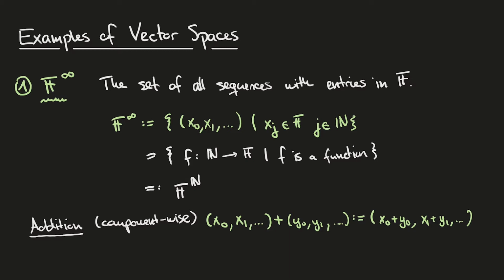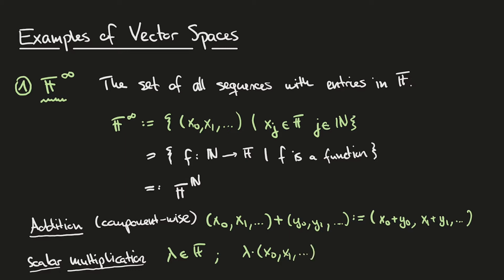Finally, we need to define a scalar multiplication. This should again be familiar. Given some lambda in F, we define the scalar multiple of a sequence x0, x1, and so on, simply to be the sequence that contains as entries lambda x0, lambda x1, and so on. So this is again the same definition that we saw in the case of F n, and we note that since lambda is an element of F and x0 is an element of F, their product lambda x0 is again an element of F, so this definition makes sense.